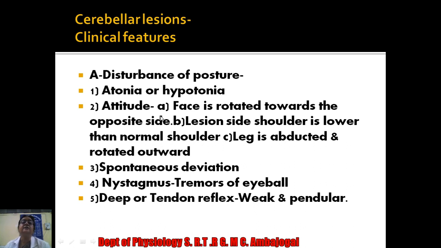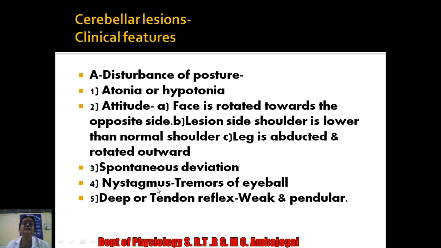Then attitude, that is the position of the muscles in various parts. Now, as there is hypotonia, how is the position of the body seen? The face is rotated toward the opposite side because of the hypotonia on the same side. On the lesion side, as there is hypotonia, the shoulder is lower than the normal shoulder, and the leg is abducted and rotated outward. Then spontaneous deviation: when you stretch the hand, the limb on the ipsilateral side will get deviated because of the hypotonia.